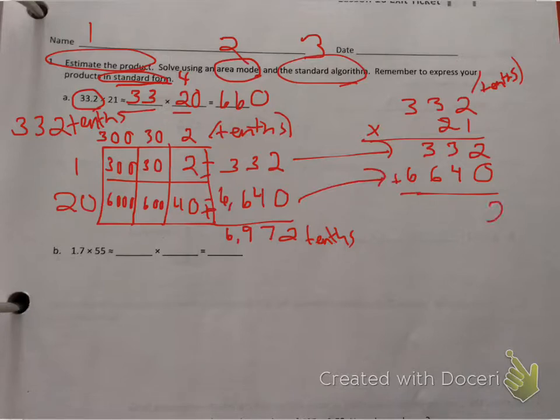2 plus 0 is 2. 4 plus 3 is 7. 6 plus 3 is 9. And 6 plus nothing is 6. So we got the same answer, 6,972 tenths. Now, how do we write that in standard form? Well, we have to put the decimal back, because tenths tells us there's a decimal in that number, right? You have to think, how many place values does tenths represent? Well, tenths is 1 place value, right, after the decimal.